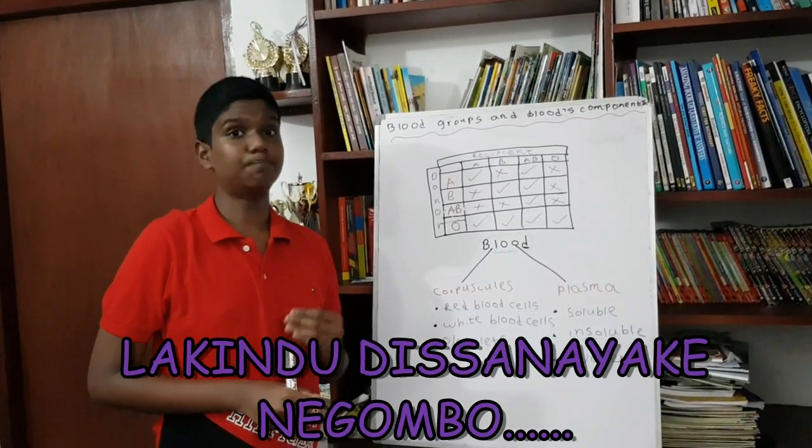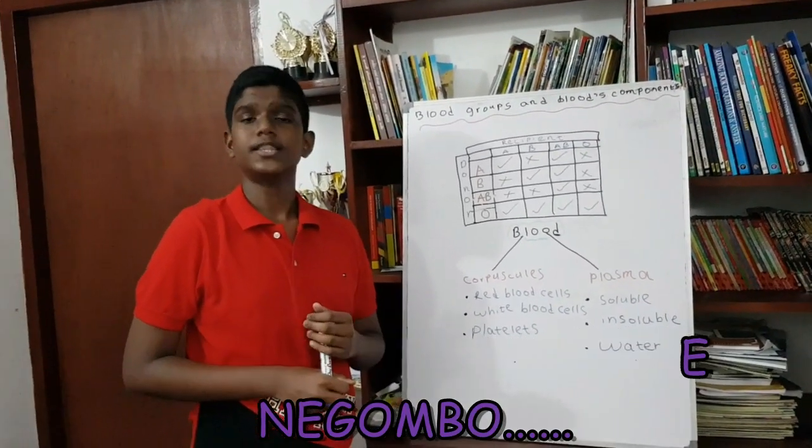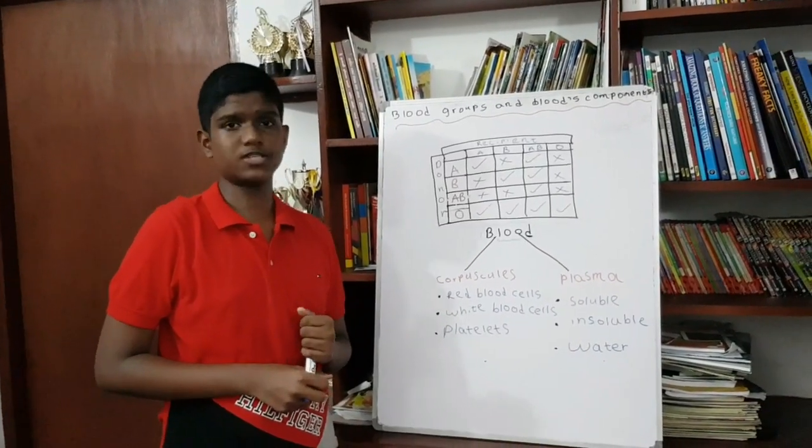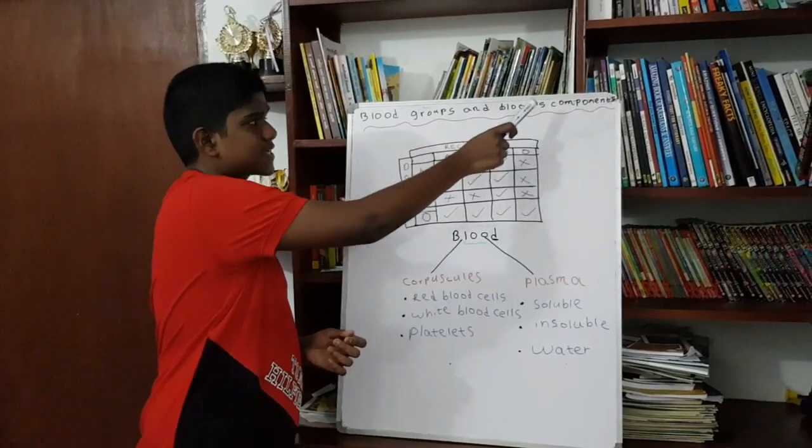This is actually a part of the 6th lesson, the human circulatory system. And today we will discuss blood groups and blood's components.